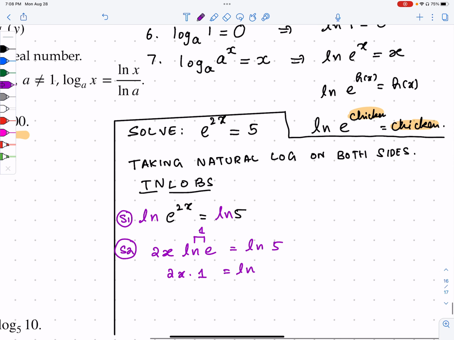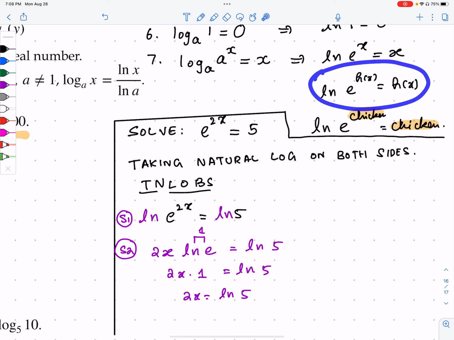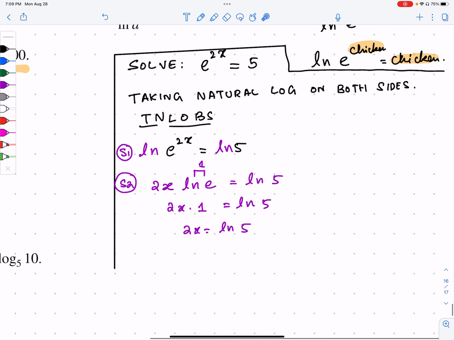You really don't have to write it that way. You can simply write 2x is equal to ln of 5. You can do that, coming from this particular property, ln of e to the h of x is equal to h of x, but if you want to see more details, we can do it this way as well. Now that we have the equation 2x is equal to ln of 5, our goal is to solve. So I'm going to divide both sides by 2, and what I get is x is equal to ln of 5 over 2.